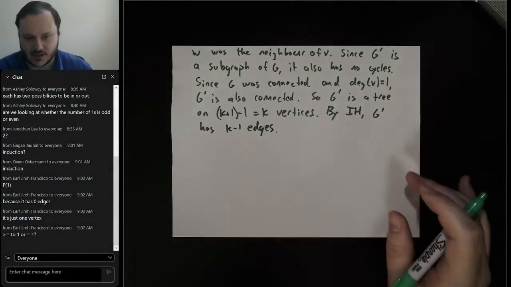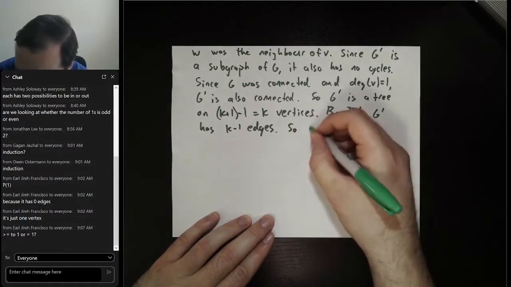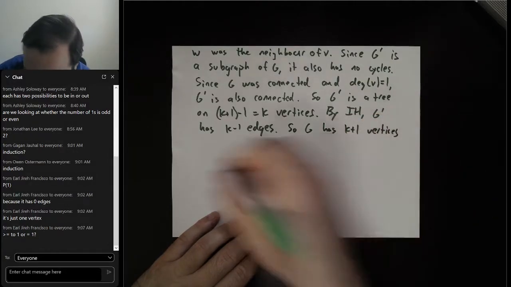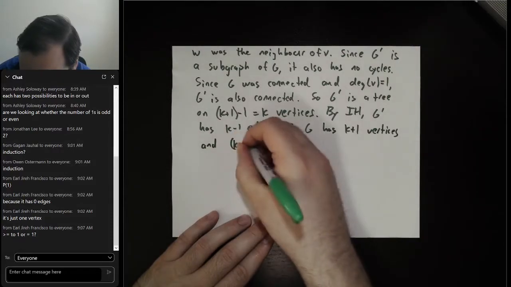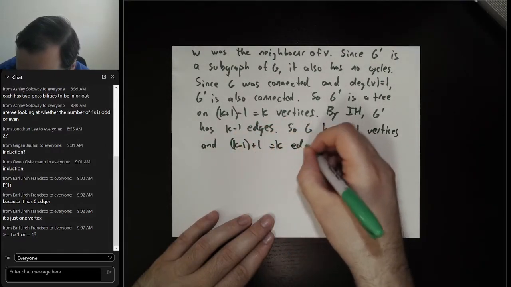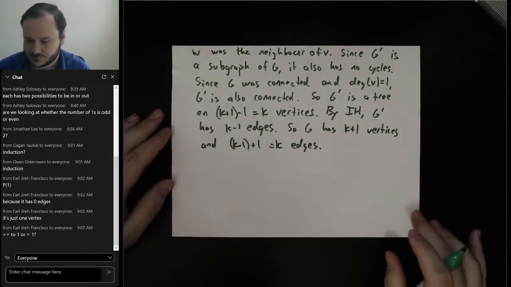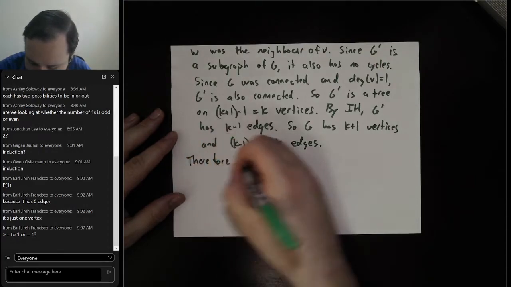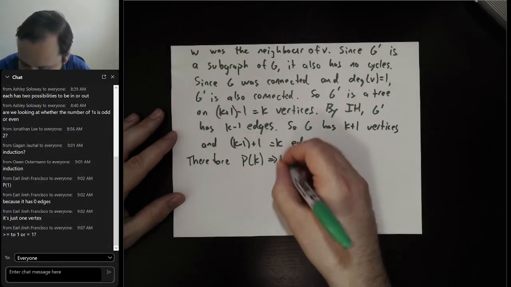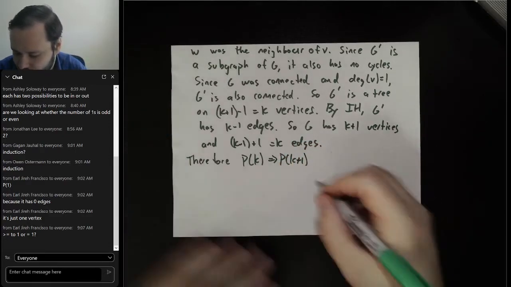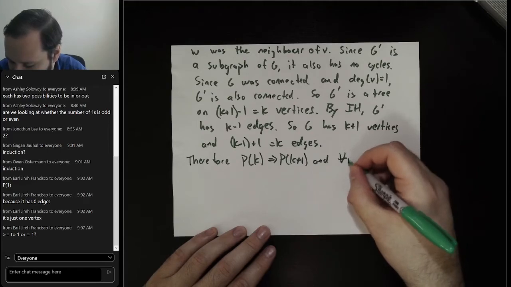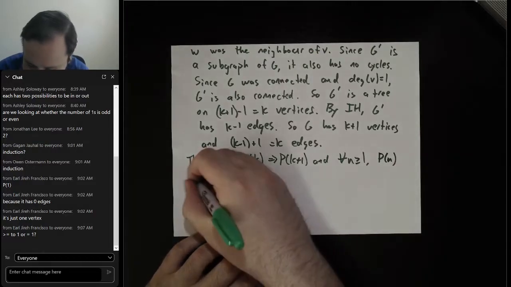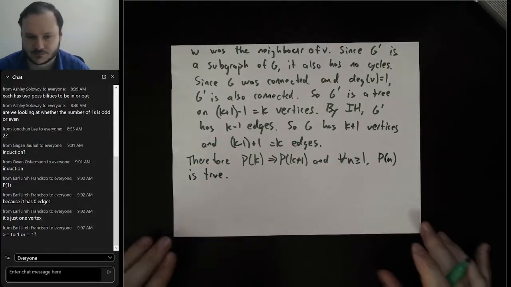And now I'm ready to finish up. So G has k plus 1 vertices and k minus 1 plus 1 equals k edges. So therefore, p of k implies p of k plus 1, and for all n at least 1, p of n holds. That's the end of my proof.